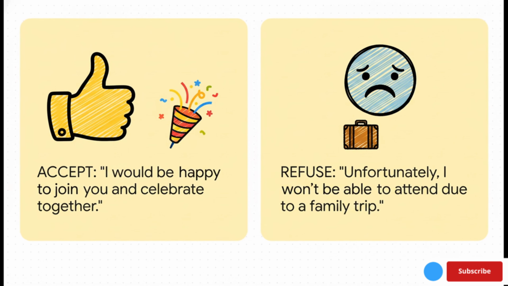And on the informal side, the reply just mirrors that original warmth. We're back to using the first person. I would be so happy to join you, or, oh man, unfortunately, I won't be able to make it. It's direct, it's personal, it's conversational, just like the invite was.